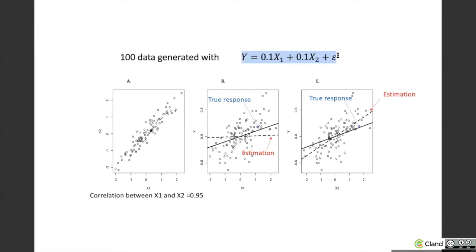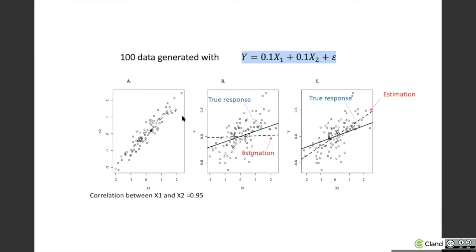Y equals 0.1 x1 plus 0.1 x2 plus epsilon. And I define the residual epsilon as normally distributed. So I assume that epsilon follows a Gaussian distribution with zero mean and a variance equal to 0.5. From this model, I sample randomly 100 values of x1 and 100 values of x2 plus 100 values of epsilon. And I consider that this generated data defines my dataset.